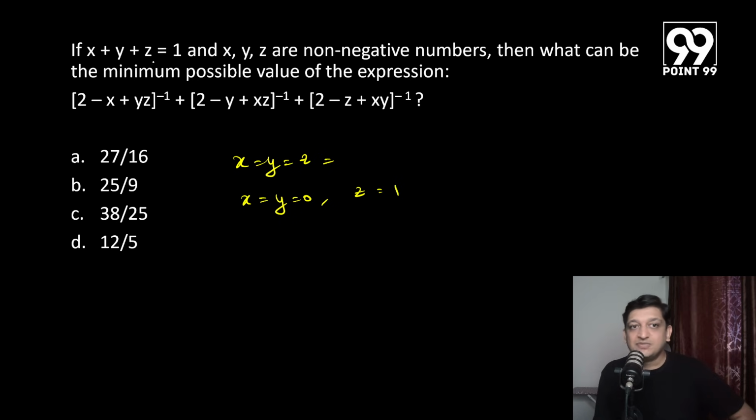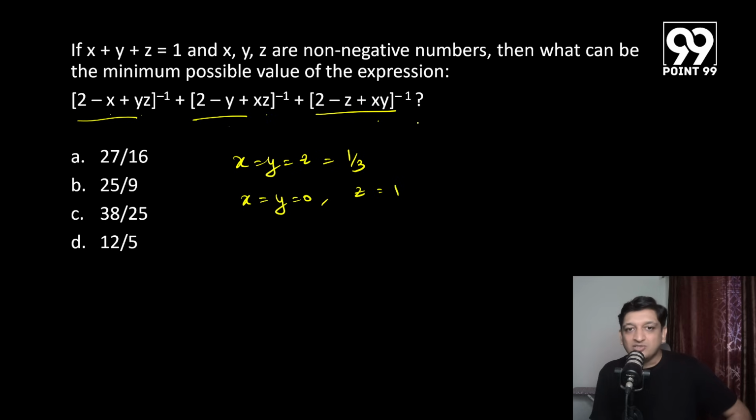So in this case, x plus y plus z equals 1, x, y, z are non-negative numbers. So x equals y equals z equals 1 by 3 is one case, and x equals y equals 0 and z equals 1 is another case. Let's look at both the cases. What is happening here is, because there is a proper cyclicity that we can see here, yz and minus x is in one term, xz and minus y is in another term, xy and minus z is in a third term. So we know that if we replace x by y, y by z, x by z, the effective outcome is still going to be the same.